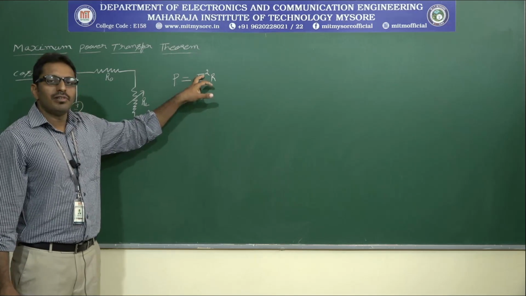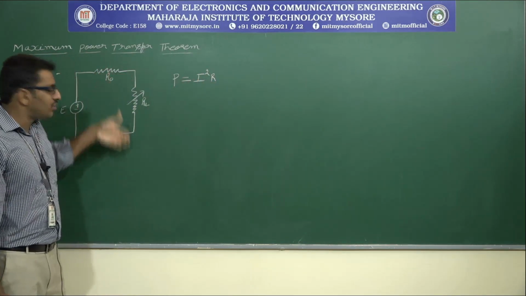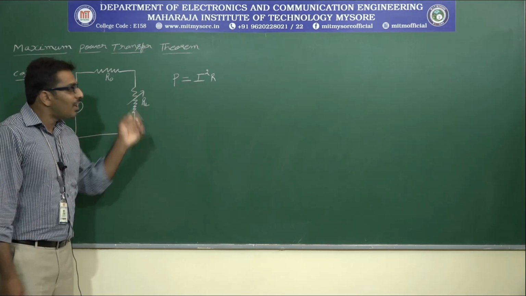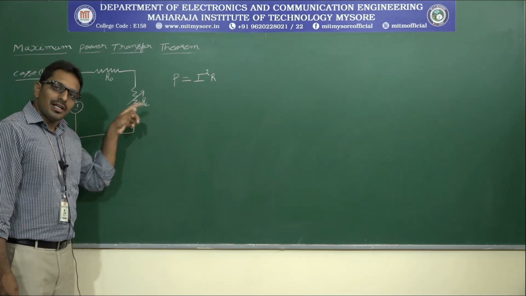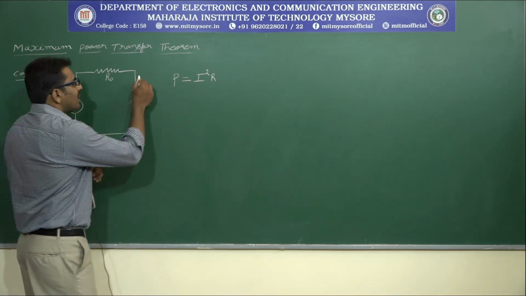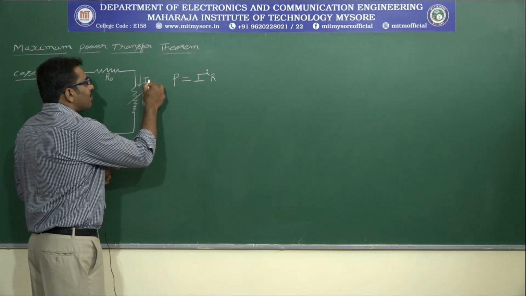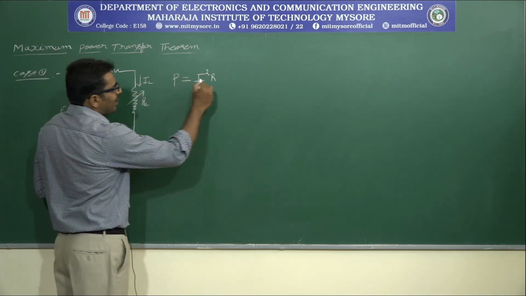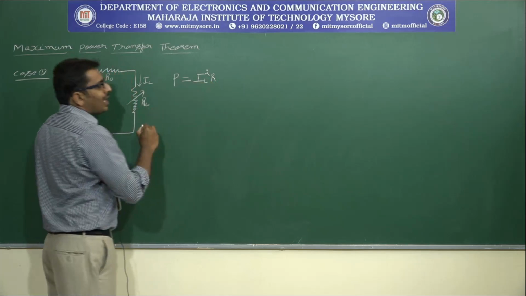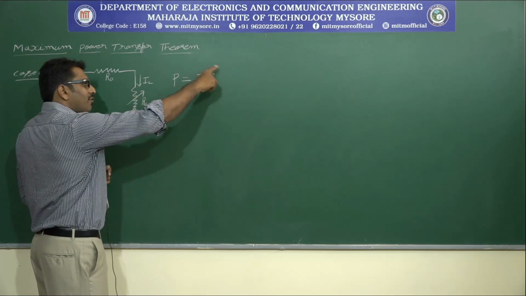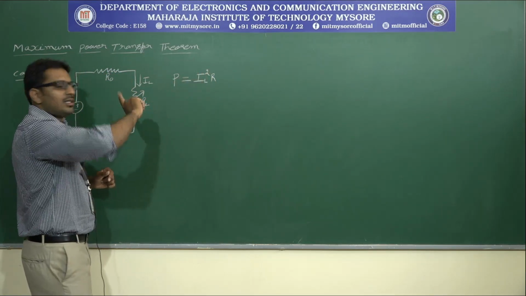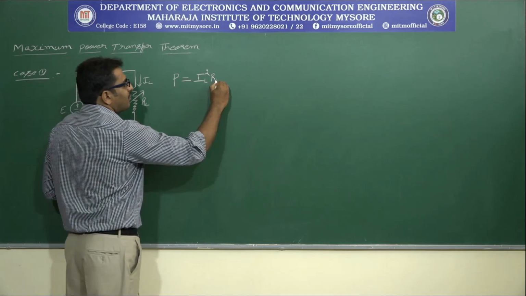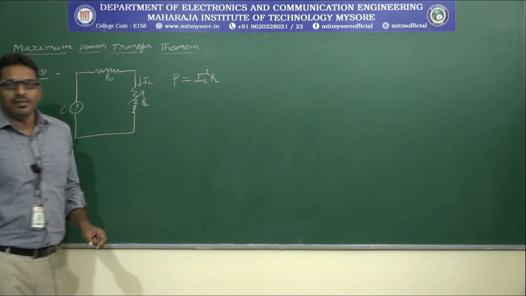What is that I? What is that current? The current flowing through the load, correct? Because we are finding the power transferred to the load, right? Then what is the current through the load? That is represented by IL. Therefore, P equals IL square into RL, because we are finding the power across that load resistance.